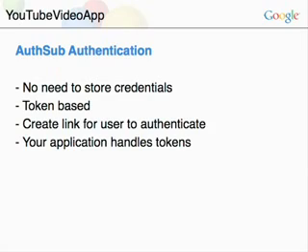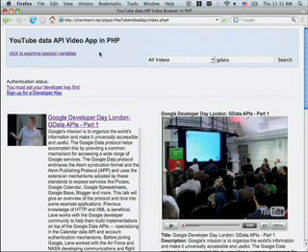The way auth-sub authentication works is that your application creates a link where the user can authenticate with YouTube. The user then decides to allow your application access to their account and gets passed back to your application, which is then authenticated.